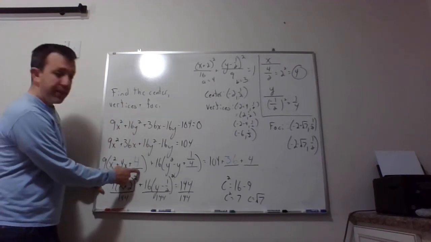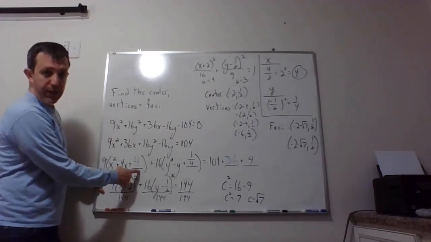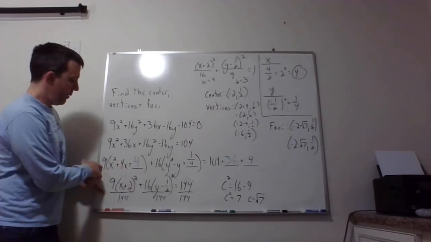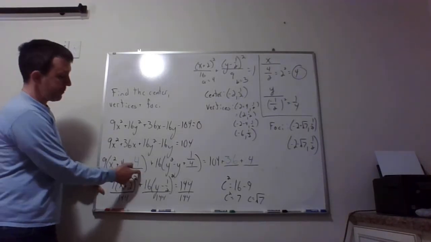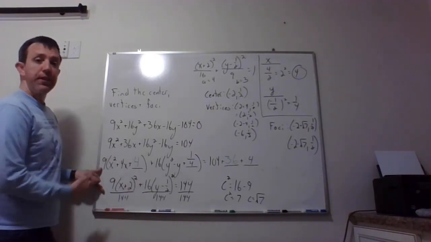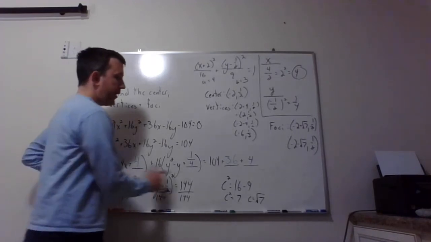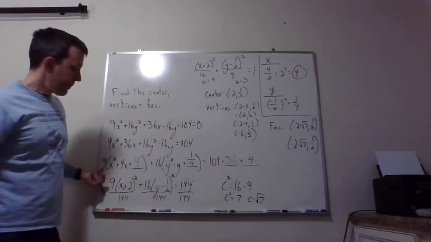But here's the thing: we didn't actually add 4 over here on the left. You're saying, well, why not? Well, because there's a 9 here. 9 times 4 is 36. So we really added 36 when we put that 4 in there. So I put a 36 over on the right.